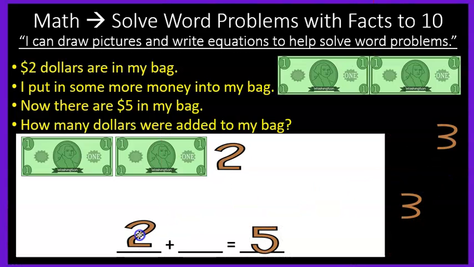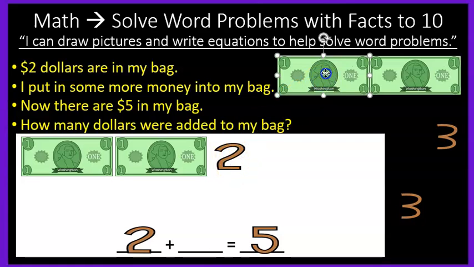I'm going to insert 2 here in front. Now, we have our equation. Almost done. We have to find now this number right here. Okay? Let's read on. How many dollars were added to my bag? Now, to get that answer right here, we start at 2. We're going to stop at 5. Okay? Let's count together. Here we go.